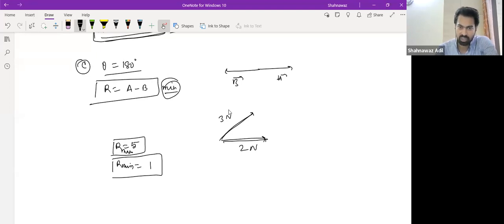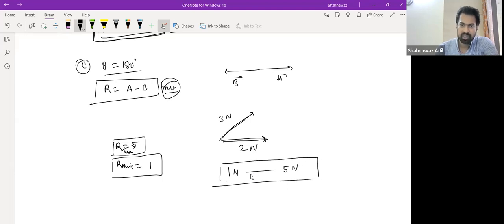Okay, so this would be the minimum. So we can say that the resultant of these two vectors will lie from 1 Newton to 5 Newton. Right? Is this part clear, guys? Yes, clear, sir. So this part I wanted to tell.